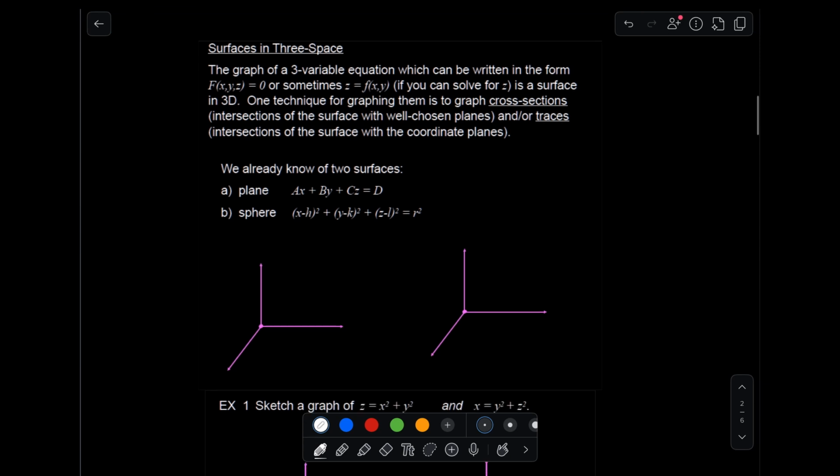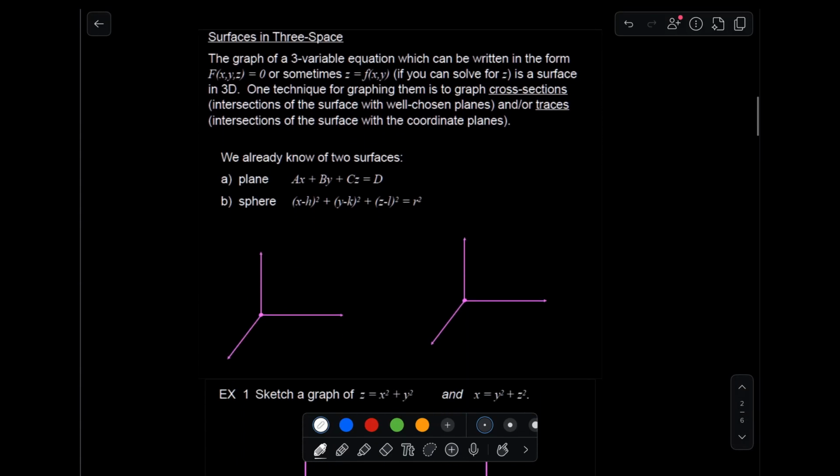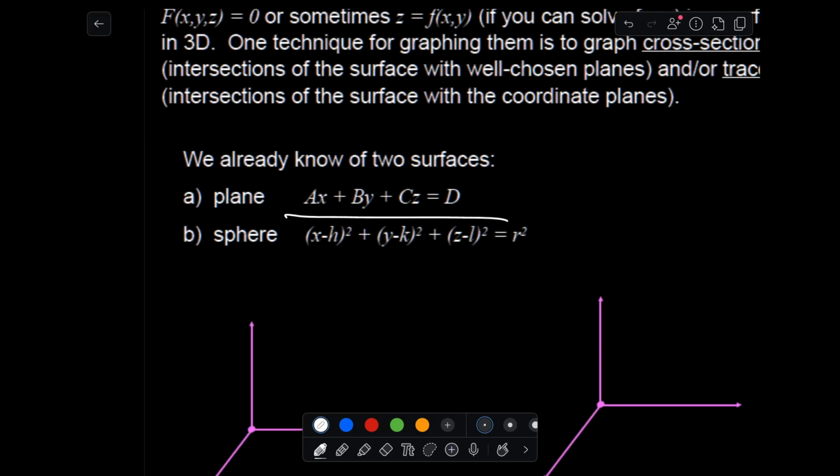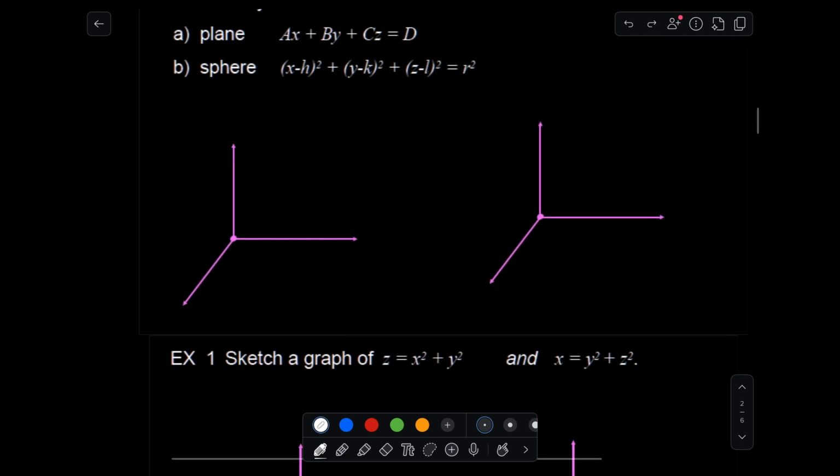And going into surfaces in 3D space, we can use these traces, or these attempts at traces from my very sloppy sketches, to graph these different surfaces. We already know the plane from our previous video, and we know the sphere. The sphere is just an extension of a circle into 3D. That's not that hard to draw, and we can just attempt to draw it here. This is our plane, and then our sphere should look something like this, like that.